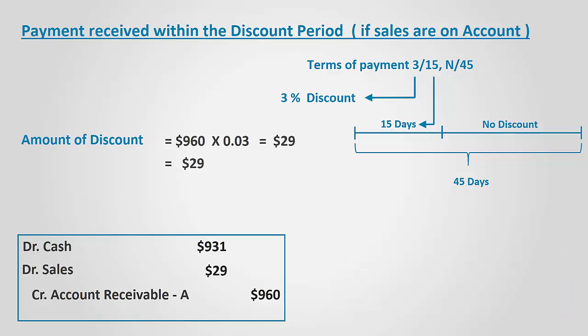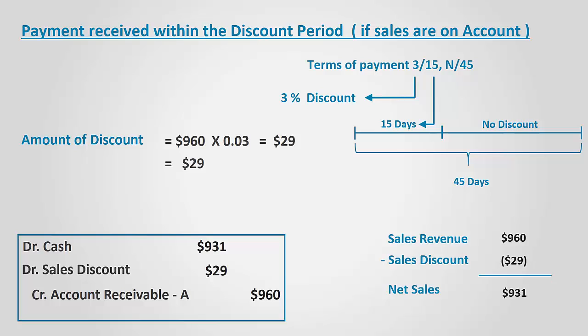However, this is not the correct practice. If we do that, we won't know how much the original sales is and how much the discount is. That is why we debit a sales discount account, which is a contra-sales revenue account. Its normal balance is debit and it increases by being debited. The sales discount is later subtracted from the sales to get net sales. By this method, both the amount of the original sales and the amount of the sales discount is known. The sales discount is debited by $29.